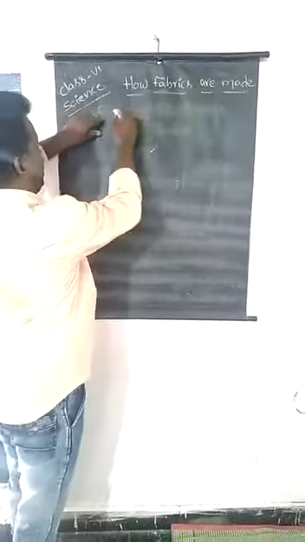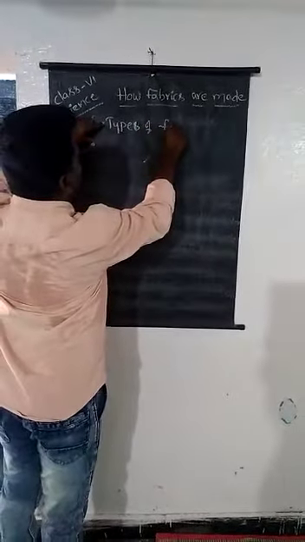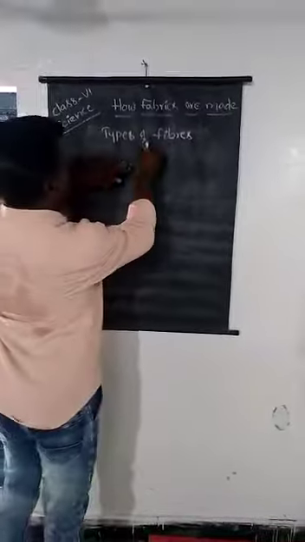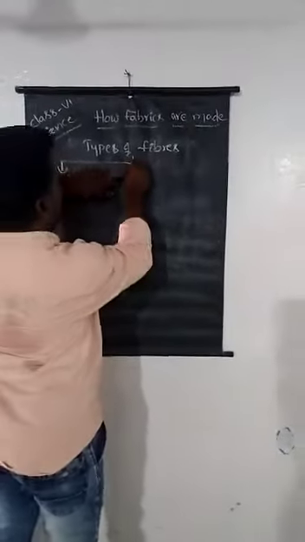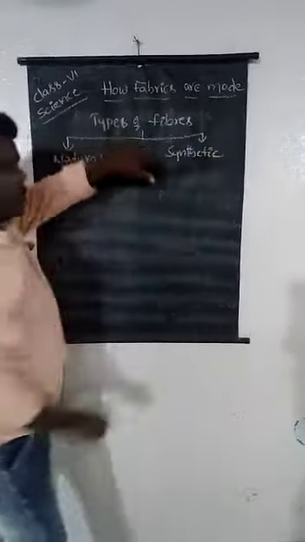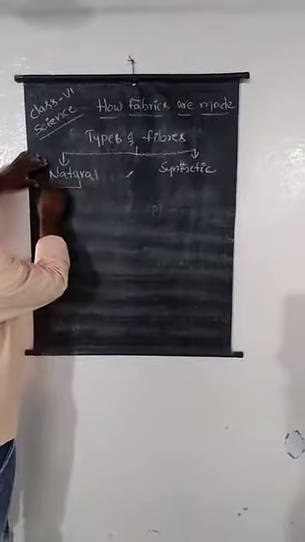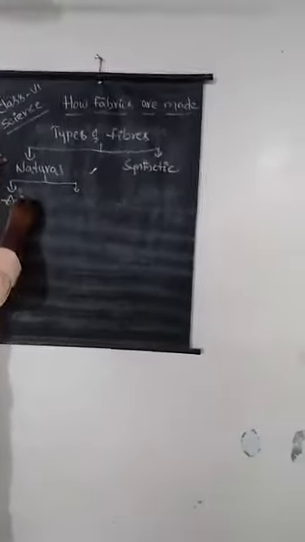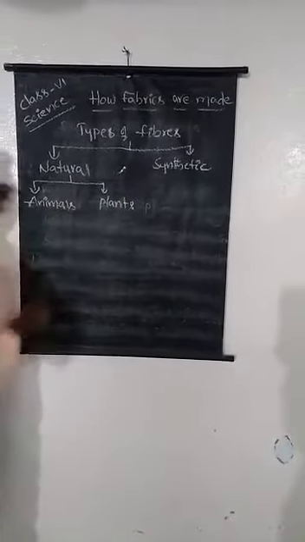Next one, types of fibers. Fibers are mainly classified into two types. First one is natural fibers. Second one is synthetic fibers. The natural fibers are obtained from different sources. First one is animals, and the second one is plants.